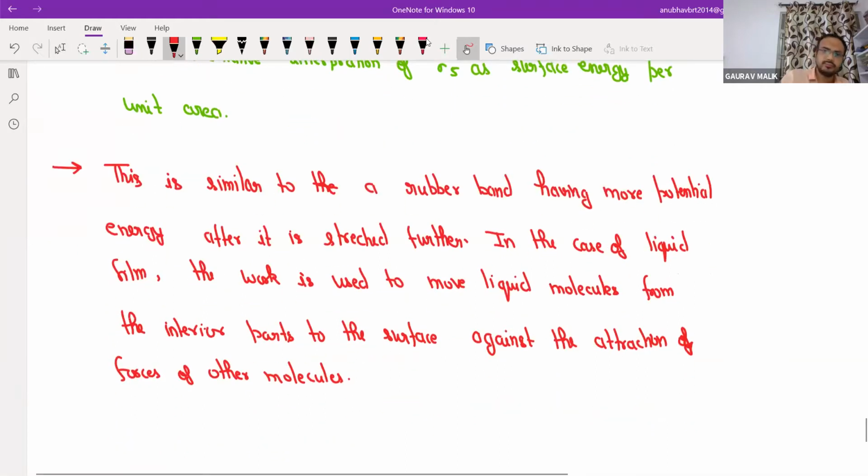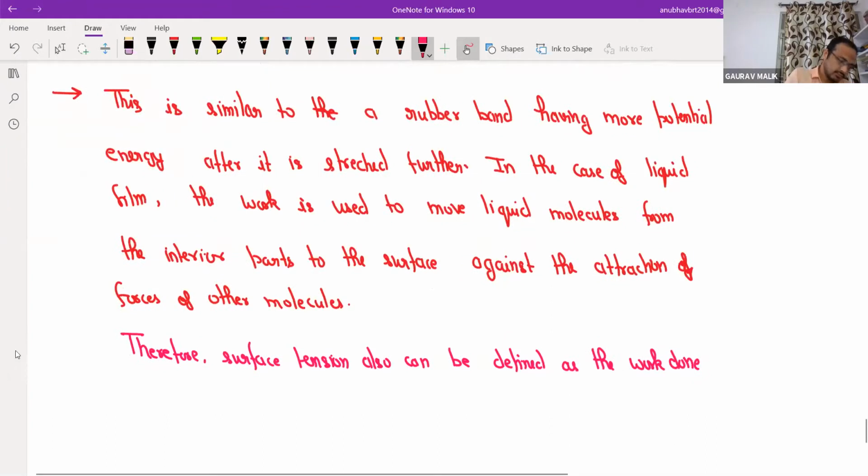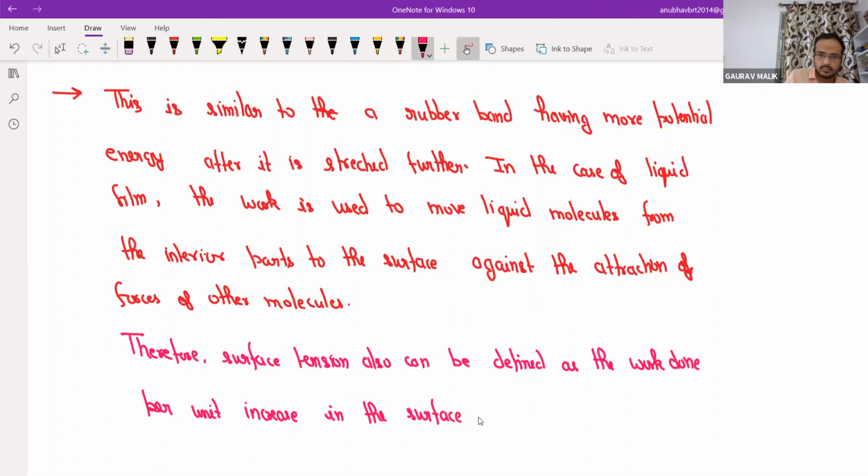So we can say, therefore, surface tension also can be defined as the work done per unit increase in the surface area of the liquid.